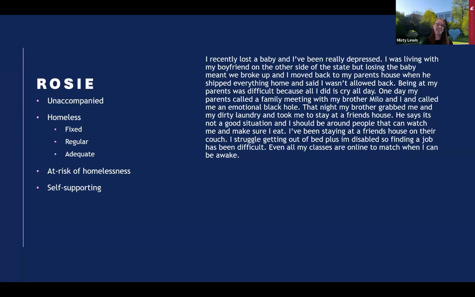So Rosie would be an unaccompanied homeless youth because there is an "and" in that homeless definition. It has to be fixed, regular, and adequate. So if one of them is missing, then the student would be homeless. So the student is couch surfing, even though they were kind of dropped off there, hasn't been able to go back.